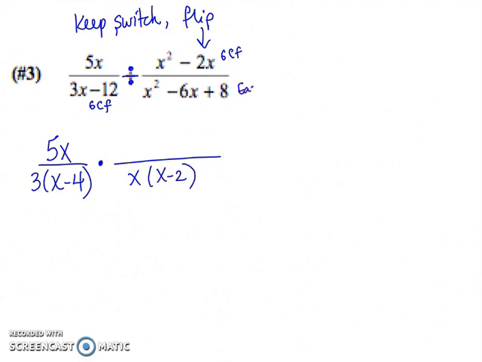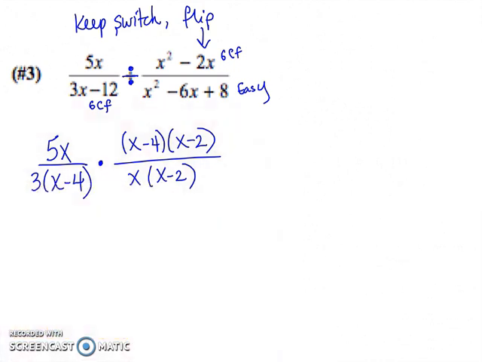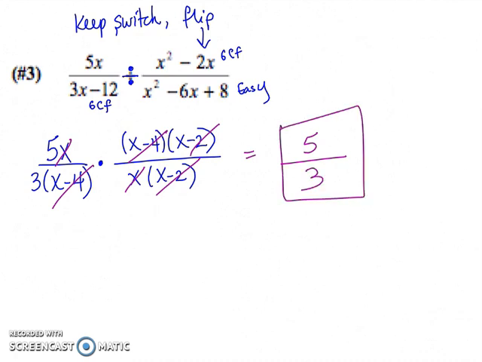And then this is an easy trinomial on the top. Two numbers that multiply to make a +8 and add to make a -6. That's going to be x minus 4 times x minus 2. Now I get to do my reducing. What can I cross out here? I can cross out my x minus 2's, my x minus 4's, and this x here with this x here. Be careful, the 5 is still there. So my final answer is going to be 5 on top and 3 on the bottom. 5/3.